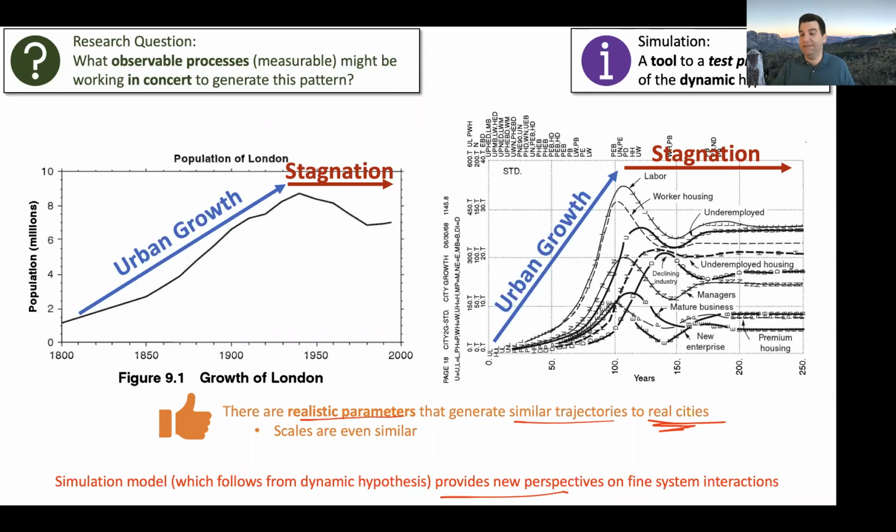Again, we're not saying that this is definitely what goes on in every city, but we're saying that if you assume that this is what goes on in every city, the simulation shows us that just those assumptions alone are enough for us to get patterns which look exactly like the patterns we get out of real cities.